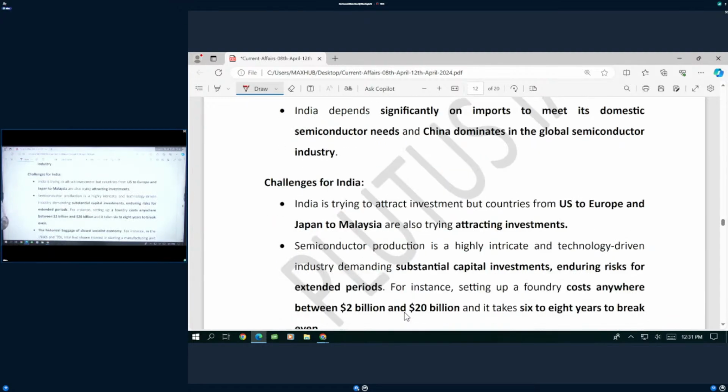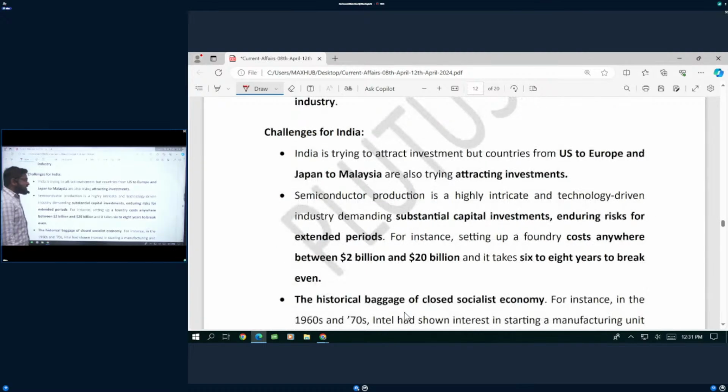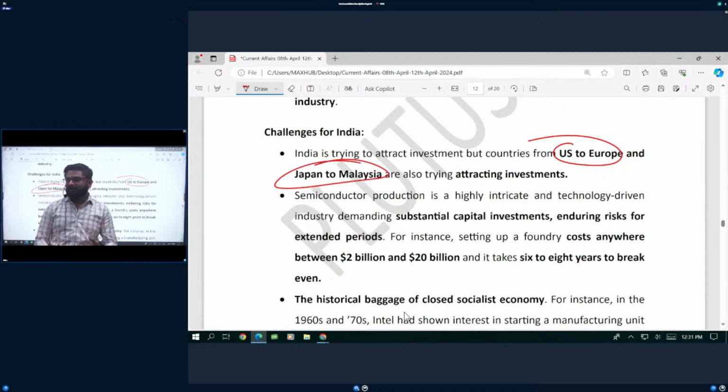ठीक. अब चैलेंज कहां आता है वो देख लेते हैं. The first challenge is that not only are we trying to attract the semiconductor industry, even other countries are doing the same. US to Europe, Japan to Malaysia. तो मतलब हम अकेले नहीं हैं who are saying to Intel, who are saying to Qualcomm कि इंडिया में आके मैन्युफैक्चरिंग करो. दुनिया में सारे देश ये बात बोल रहे हैं, because सबको पता है that we are moving toward technology at a very fast pace, and for that we need a large amount of wafers. तो सब लोग अट्रैक्ट कर रहे हैं, हम अकेले नहीं हैं.